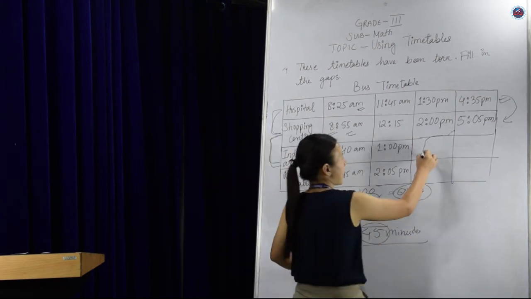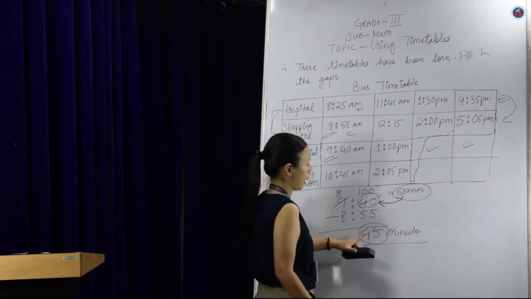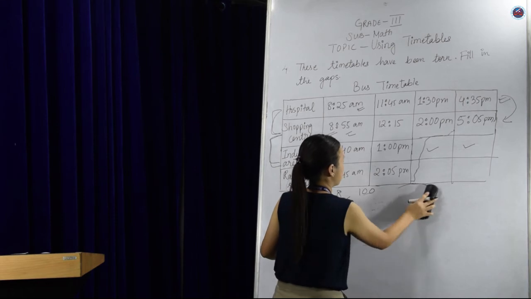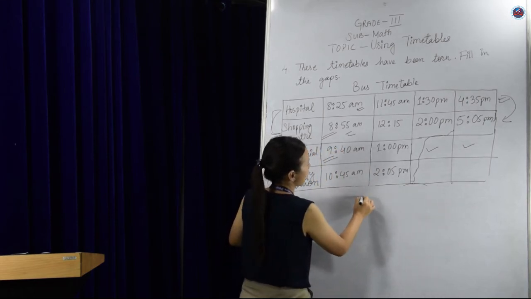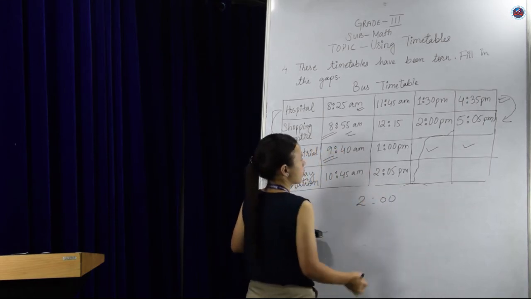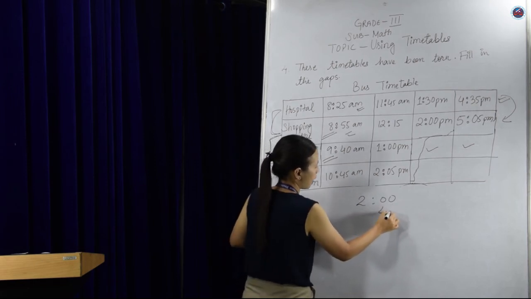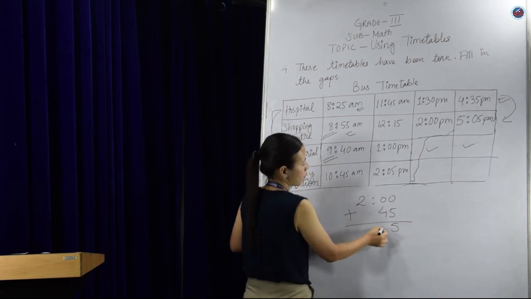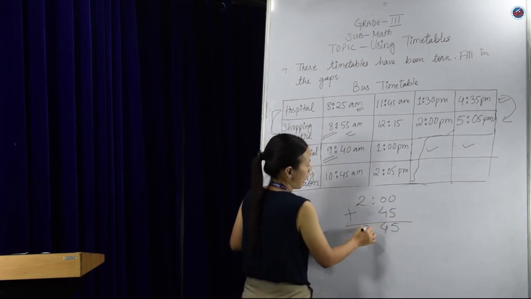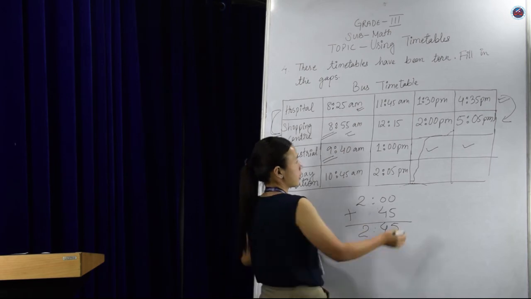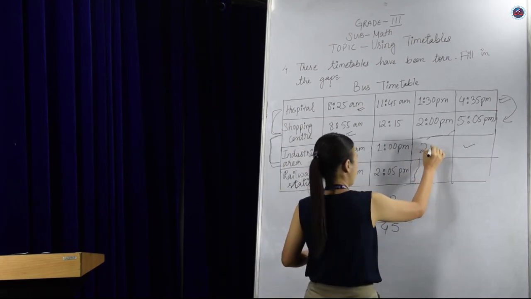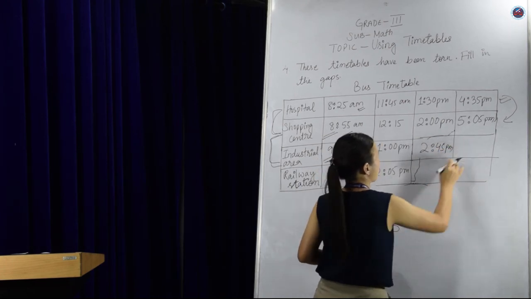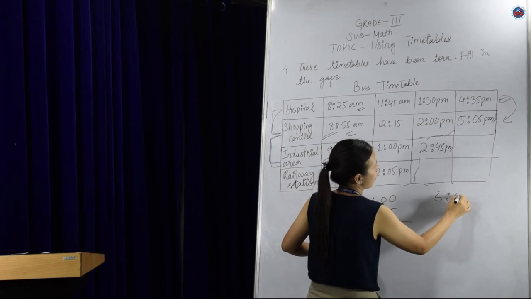So to find these answers for this and this, we will add 45 minutes to the number. So let's add the number. That is 2:00 and 45 minutes, right? So we add 45. So 0 plus 5 is 5 and 0 plus 4 is 4 and 2. So that means the answer is 2:45 p.m.